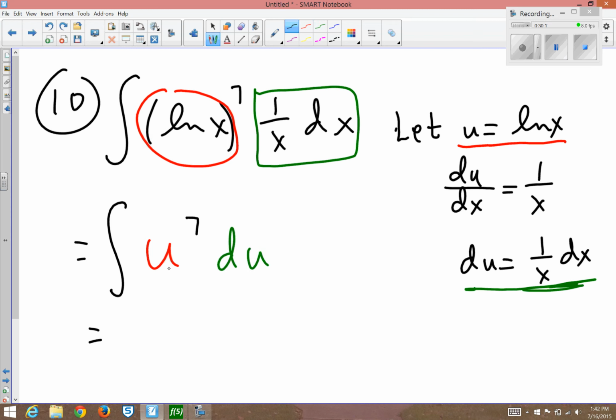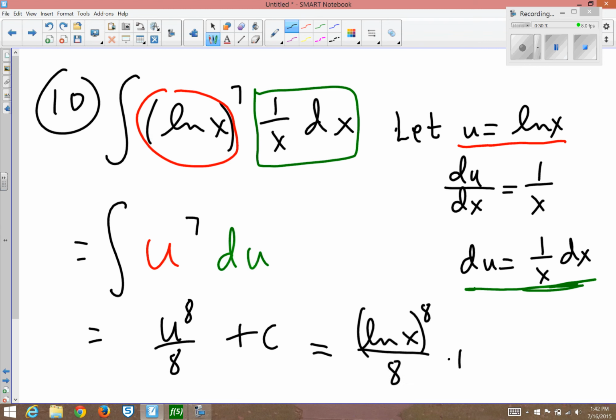So we have the integral of u to the 7th du, which is u to the 8th over 8, plus c. The final answer is not u to the 8th over 8 plus c, but it's the natural log of x to the 8th over 8 plus c. That's it. I'll let you do the check the way I did in the last problem.